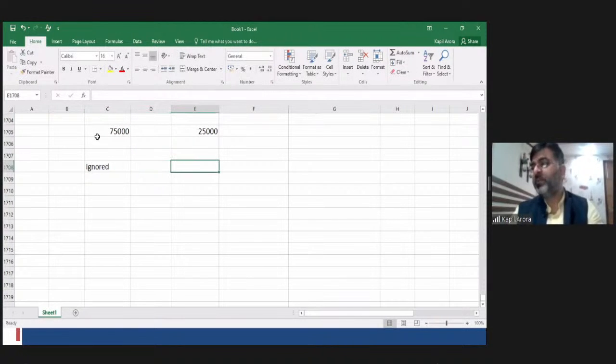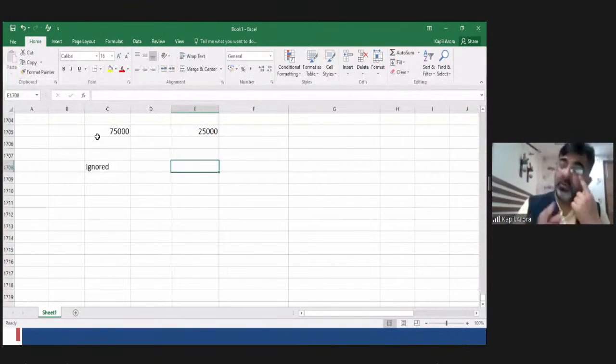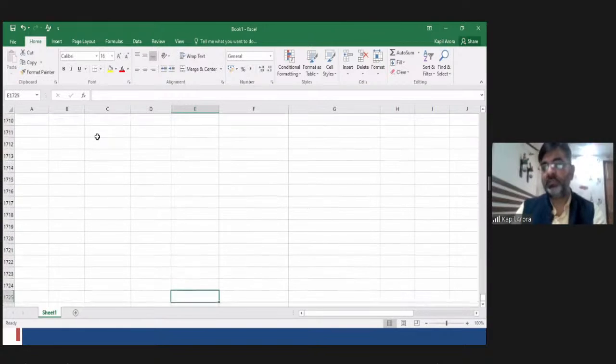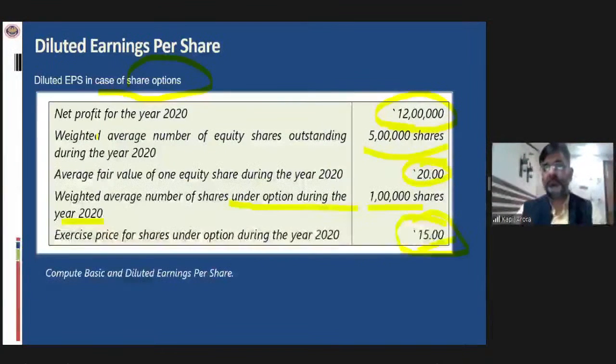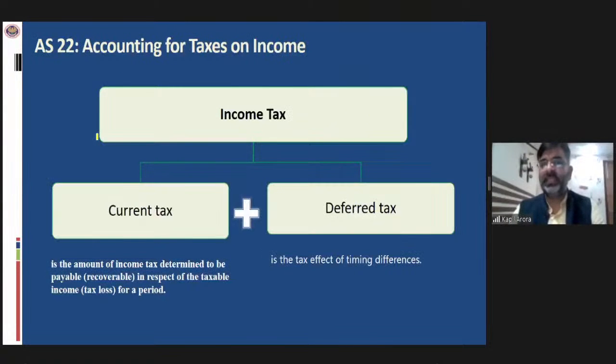But the 25,000 shares going for free, are they bringing anything? No. Will they generate any profit? No. So that is the reason I have only considered 25,000. I hope this is explaining the concept well. So this is all about the EPS concept. Anyone has any issue, we can discuss.